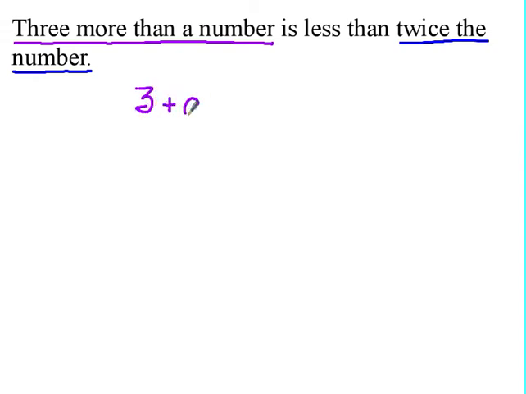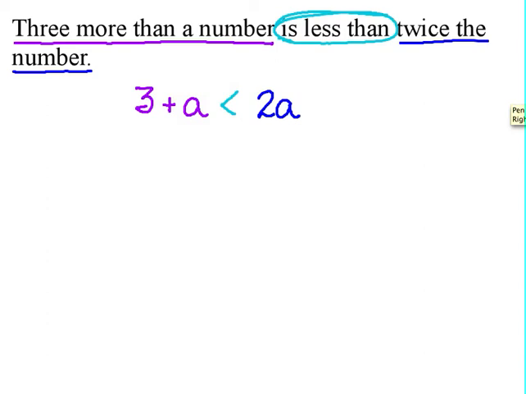3 plus x, 3 plus n. Basically 3 plus any variable. Now let's look at the other part. It says twice the number. What would twice the number be? 2a. Good job. So now we need to figure out what goes in between. I'm going to look at the connector words here. Is less than. What do you know about a less than sign? It points which direction? To the left. So this is what a less than sign looks like. Points to the left.